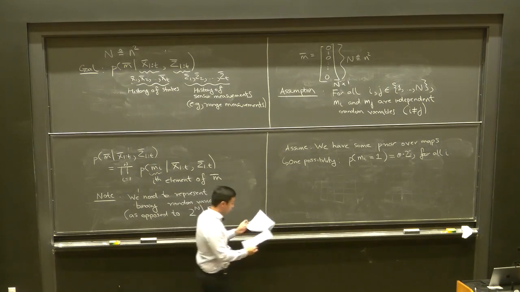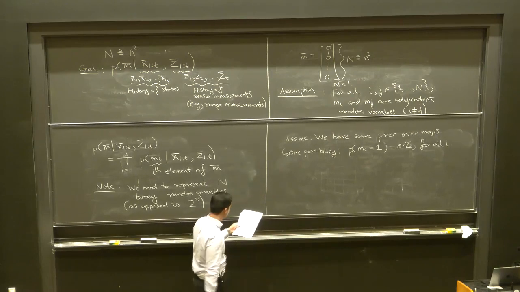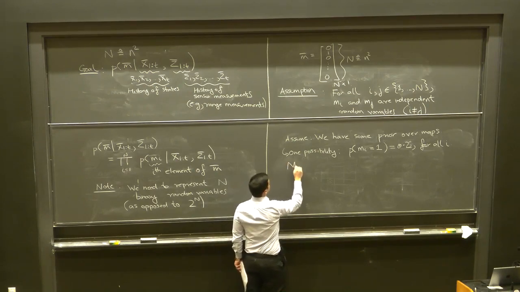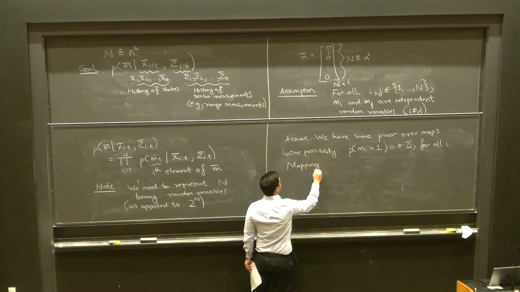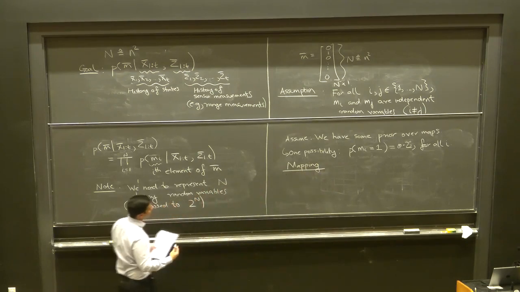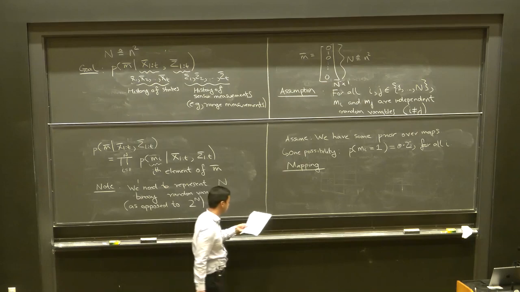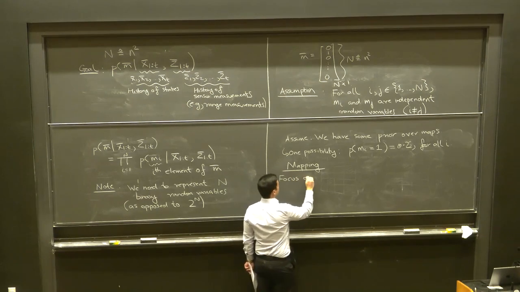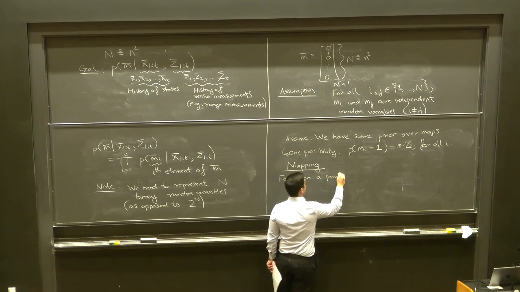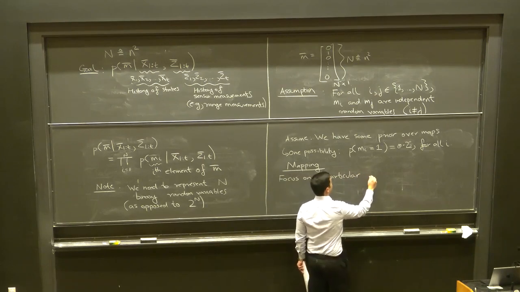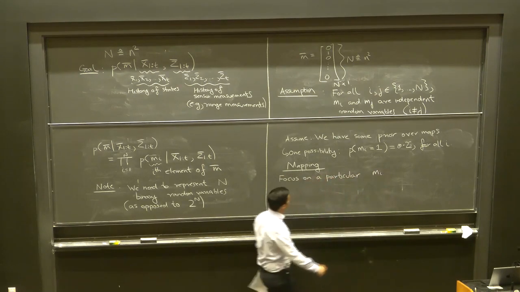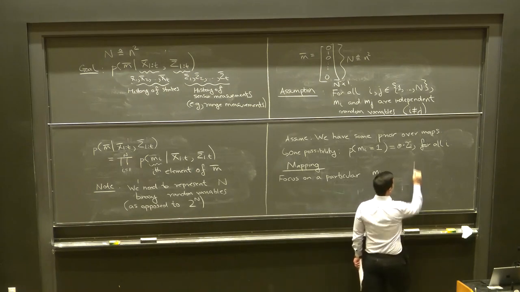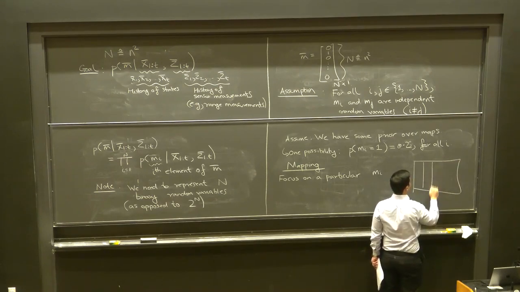Okay. All right, so what we're going to do now is talk about the mapping part. We've talked about a representation for distributions over maps. So now the question is, how do we actually do this mapping? We're going to focus on just a particular m_i, just one random variable. So just imagine we have one cell that we pick.